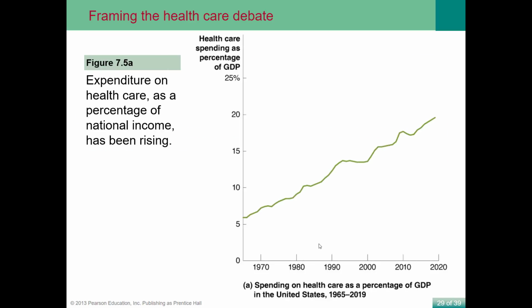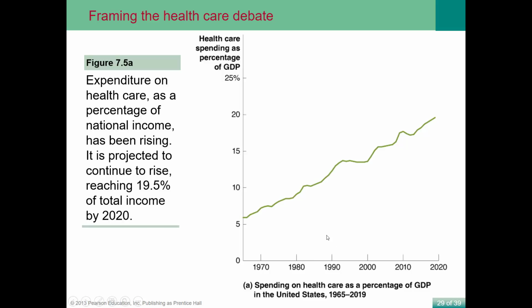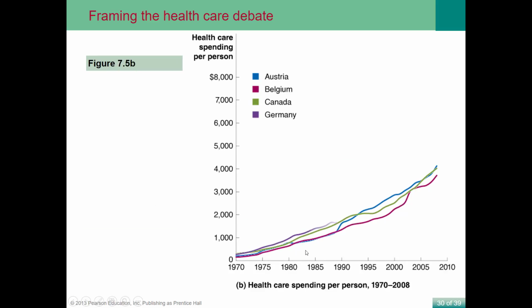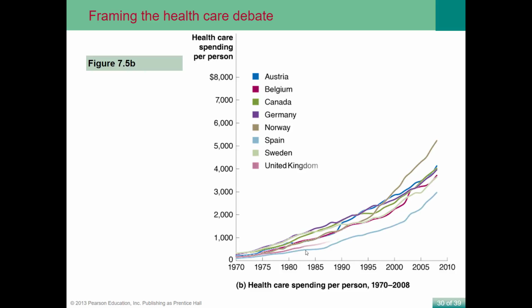So, framing the healthcare debate: expenditures on healthcare as a percentage of the national income have been on the rise. Healthcare as a percentage of GDP was a little over 5% in the 1970s, and it's projected to be 19.5% of total income, or GDP, for the country by 2020. Spending on healthcare per person.